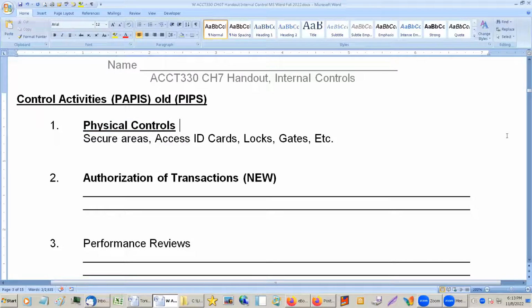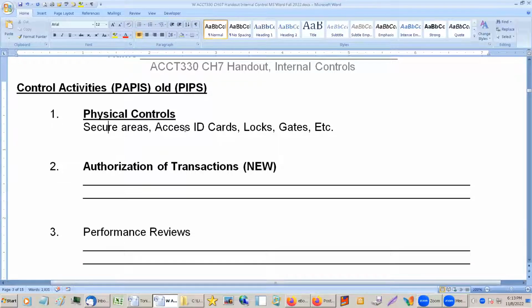A lot of times you'll see, if a store sells expensive stuff, let's say they sell jewelry or watches, they'll have it locked up. And sometimes if it's expensive enough, they have to have 2 people come over and unlock it. And these are physical controls. They physically keep people out of things they shouldn't be in.